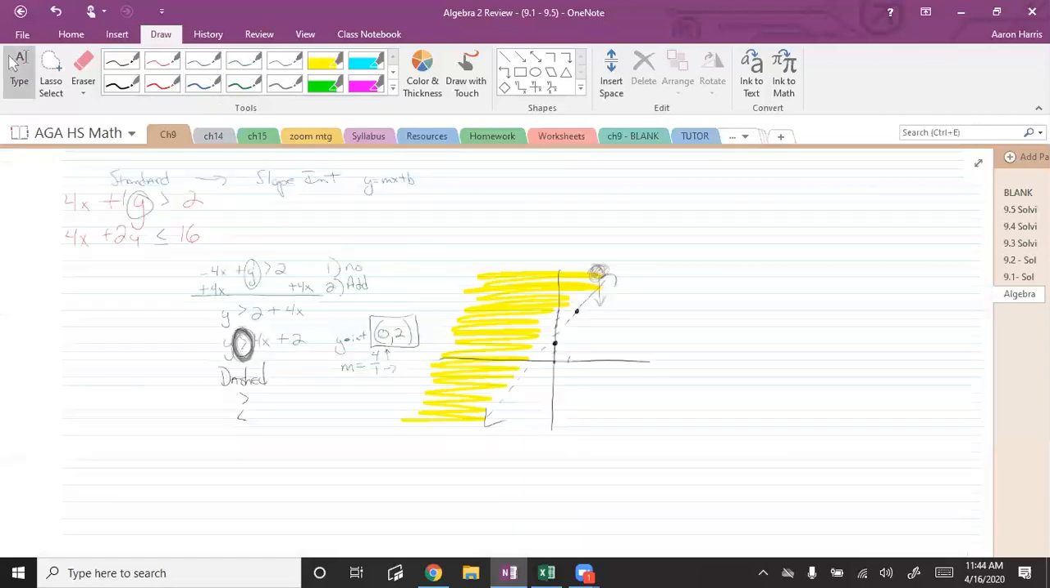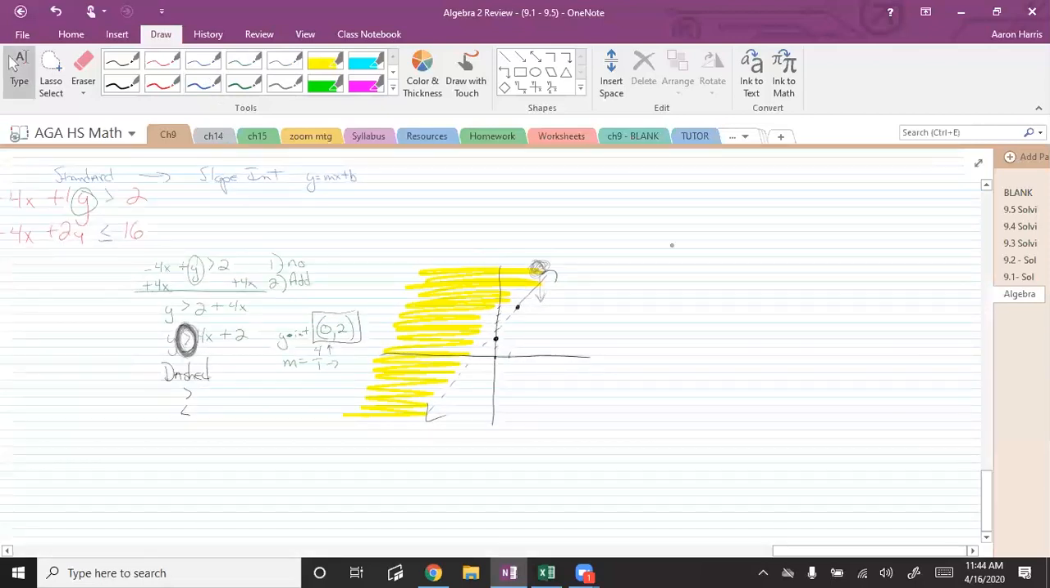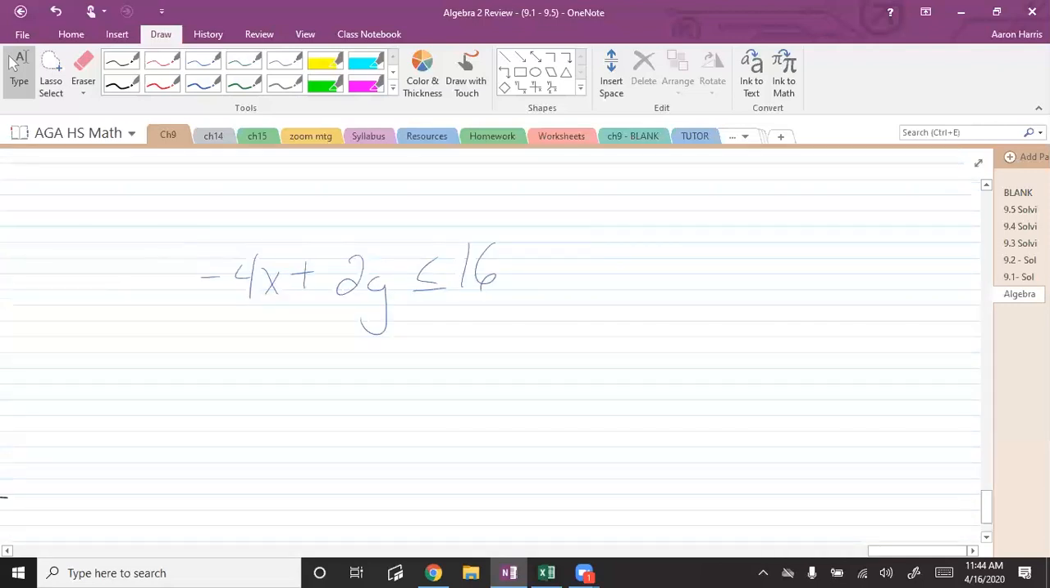I want to be able to shut up, but y'all got to be able to do this. So negative 4x plus 2y is less than or equal to 16. All right, I'm not saying anything. Let's go. What do we do? You put it in slope intercept form. How do I do that? Solve for y. Yes. So do it.